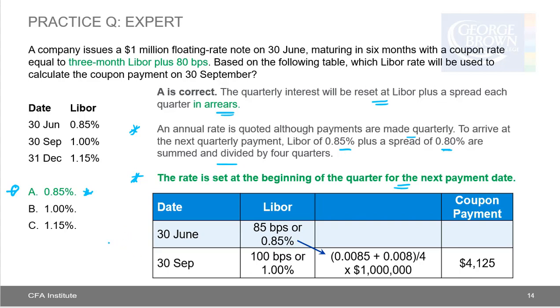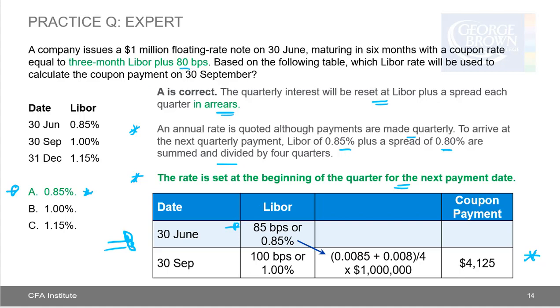So here I've recreated part of the table from the previous slide, just to show you. And again, you don't need to do the calculations. It's a nice to know, not need to know, but the more you understand, the better. So you can see here that the LIBOR rate on the 30th of June was 85 basis points, and the coupon payment is LIBOR plus 80 basis points.